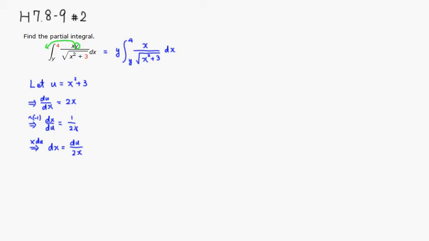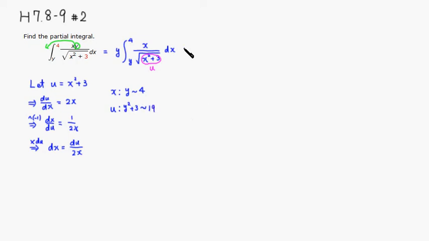So we decided to call this u, and we also have to change the lower limit and the upper limit. x originally goes from y to 4, which means u is going to go from y squared plus 3 to 4 squared, 16 plus 3, which is 19.